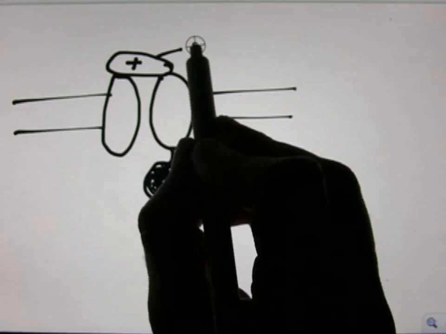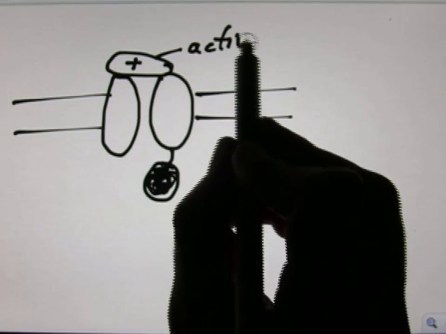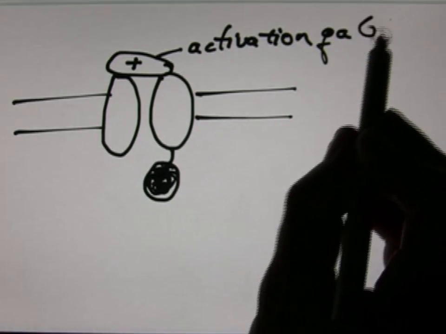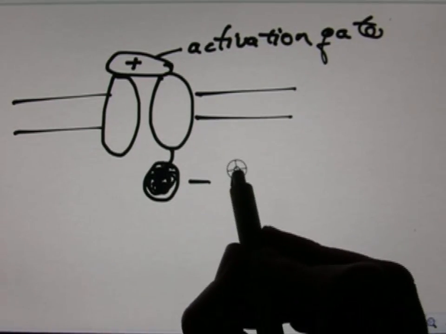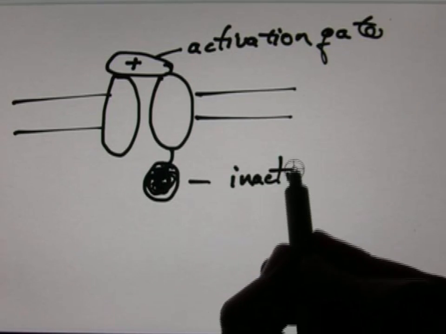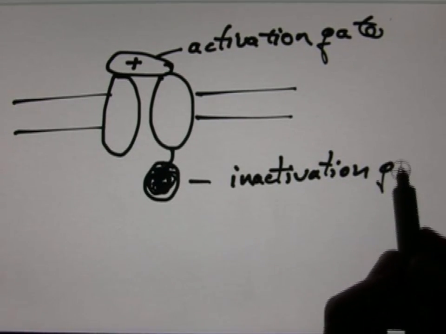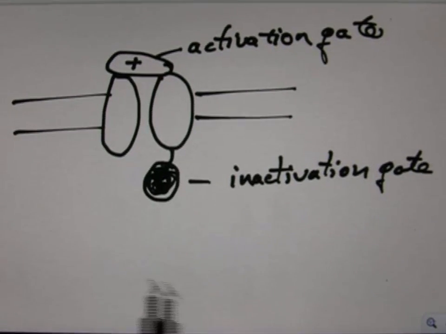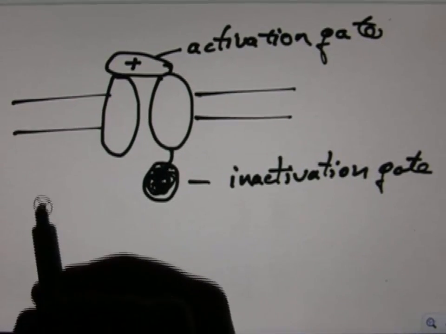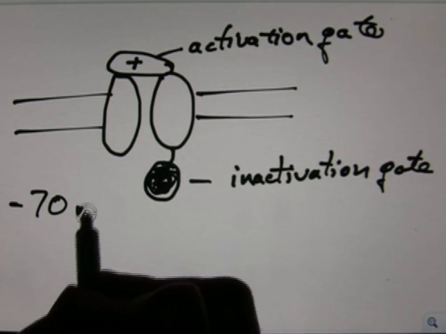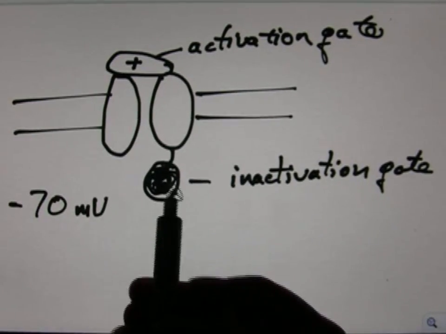We have an activation gate and an inactivation gate. The activation gate will open the channel. The inactivation gate will close it. Okay. So what's going to open it? Well, remember that the inside of the cell at rest is around minus 70 millivolts. This would be true for any cell, including a neuron.